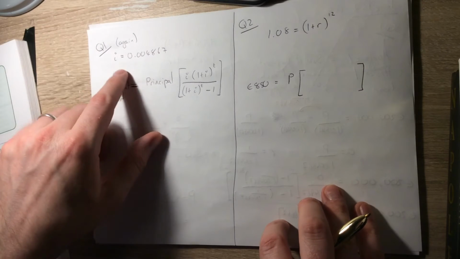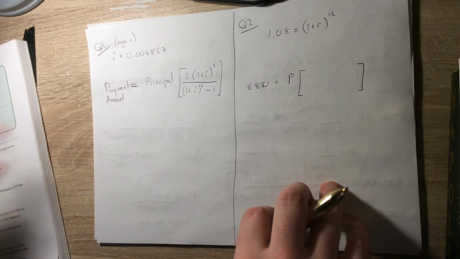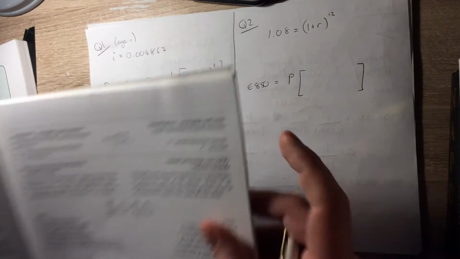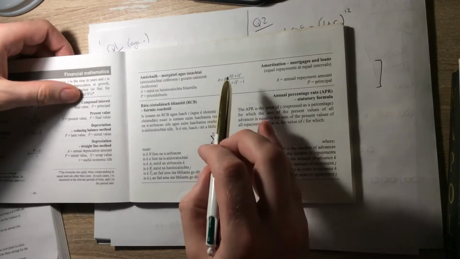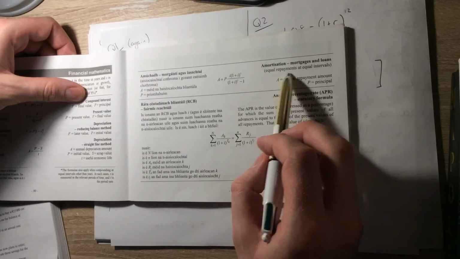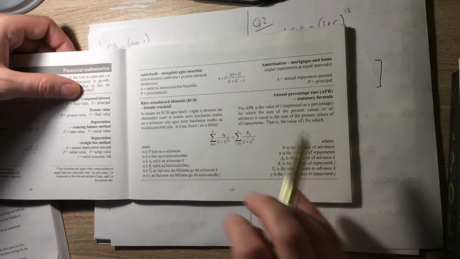Question one again, that's our interest rate from the previous page. The payment amount is given by this formula on page 31 in your log tables, the amortization formula for mortgages and loans. Equal payments at equal intervals, where A is the annual repayment amount, P is the principal, i is the interest rate.